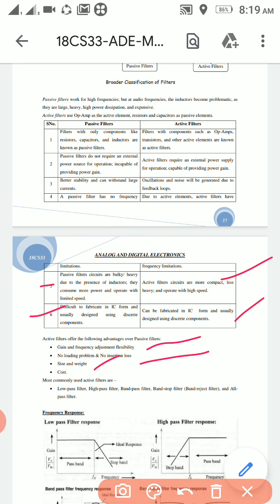The most commonly used active filters are the low pass filter, high pass filter, band pass filter, band stop filter, that is the band reject filter, and the all pass filter.